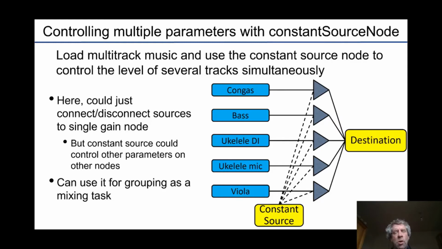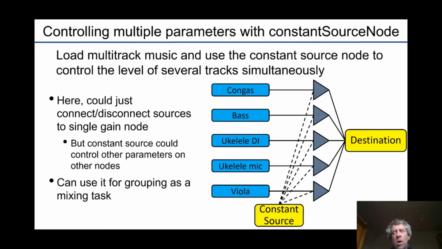And we're going to load multi-track music here and use the constant source node to control the level of several of those tracks at the same time. So we might specify that guitar and vocals will be modified together, and we'll use one constant source node to change a gain applied to both those tracks.